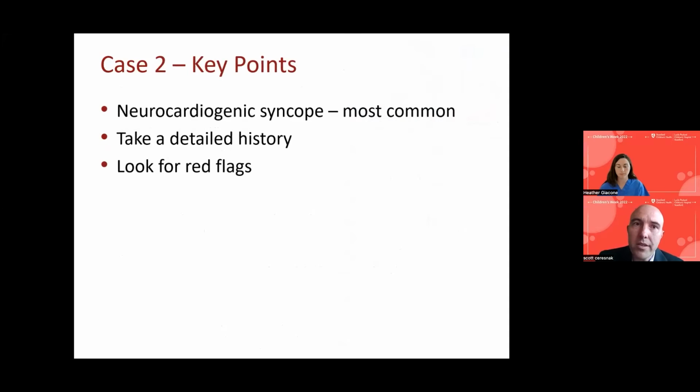So the key points that I want to bring up in this case of syncope with exercise are: we tend to worry about the cardiac causes, although keep in mind that neurocardiogenic syncope is by far the most common cause of syncope in children. Taking a really detailed family history and personal history is really important in trying to tease out whether this is cardiac or non-cardiac. And then look for the red flags that I mentioned that could be a sign that the patient needs further cardiac workup.